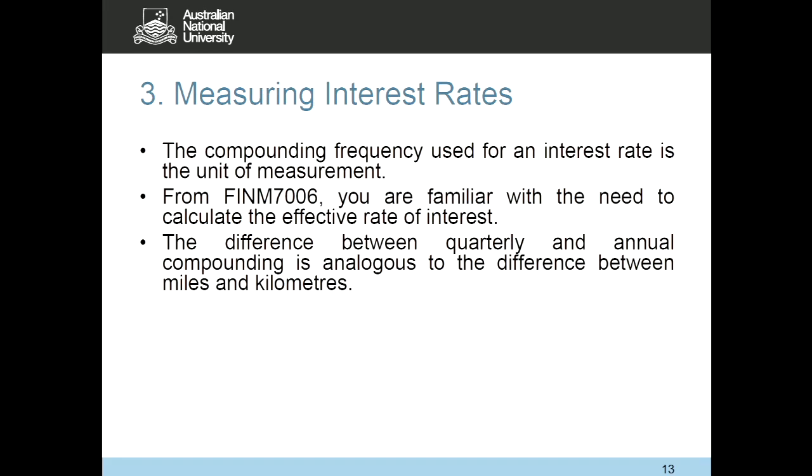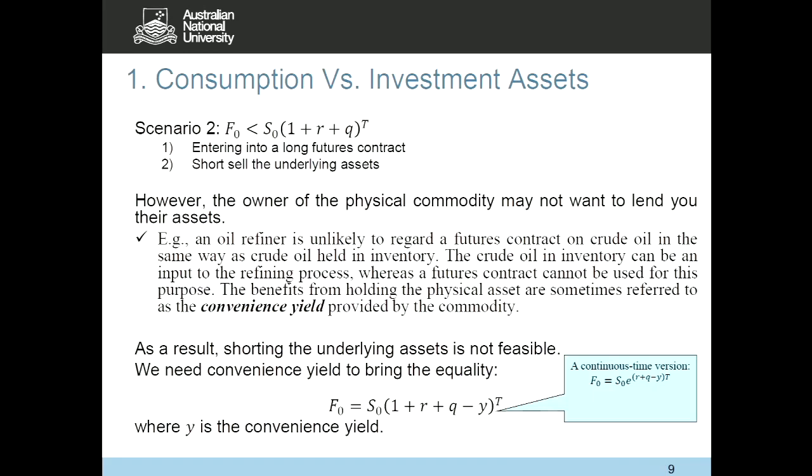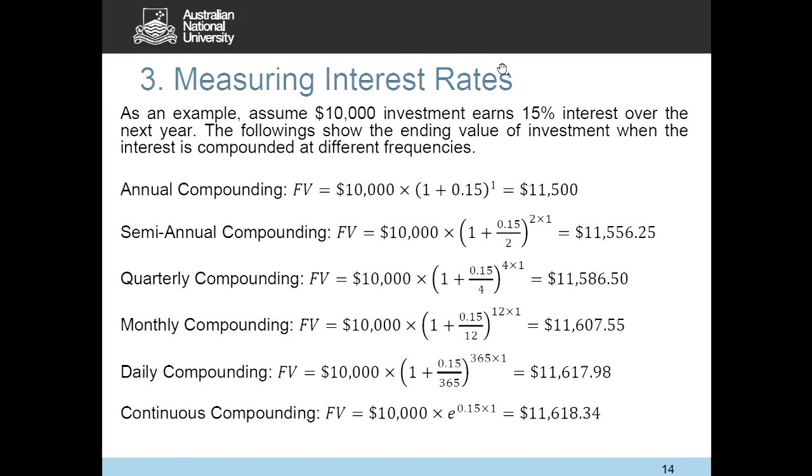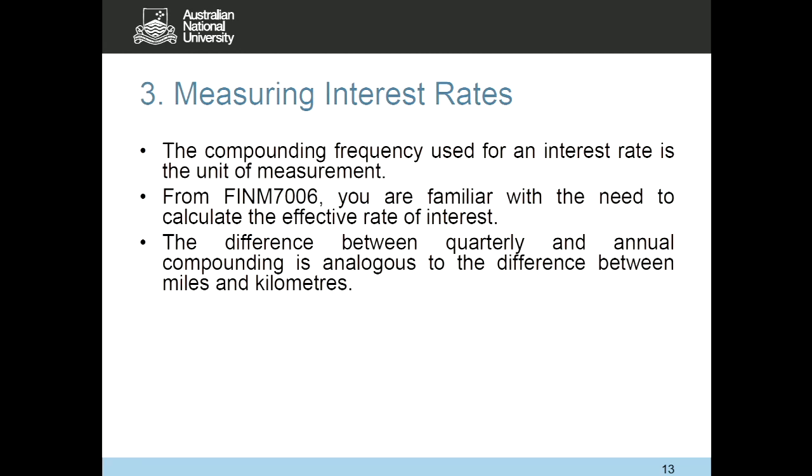All right, so let's move on to measuring interest rate. So going back to that formula, as I mentioned earlier, that's a discrete time version of the forward or future pricing formula. And in this course, we're going to use something called continuous compounding. So why continuous compounding? Because in derivative market, things don't happen every year. Things don't happen every quarter. Things don't happen every month. Things happen every second, right?